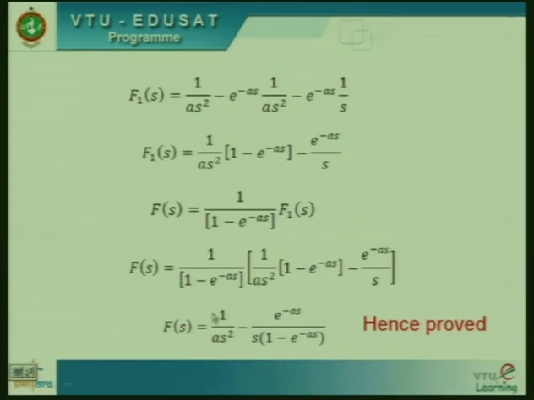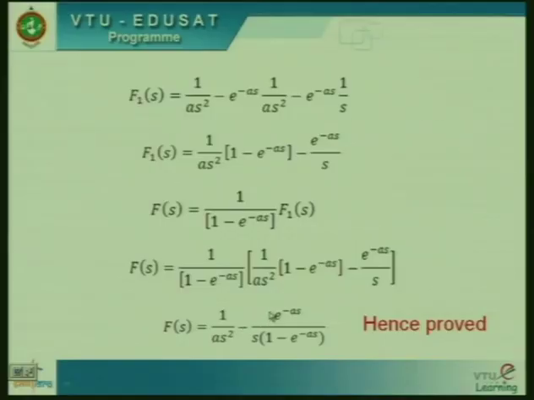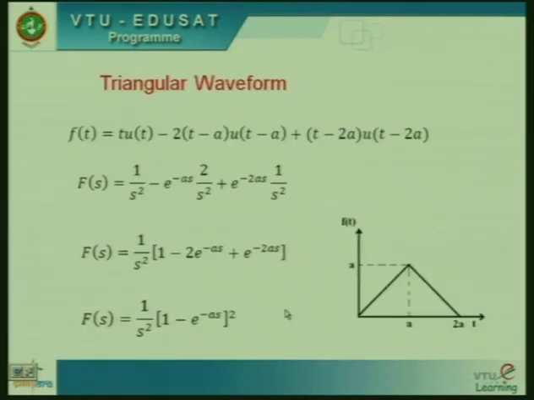So, hence we could get the Laplace transform of the sawtooth wave, which has a time period of a and a slope of 1 by a, as 1 by a s square minus e power minus a s divided by s into 1 minus e power minus a s.